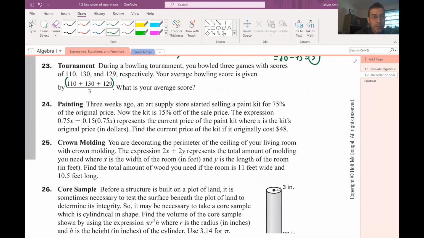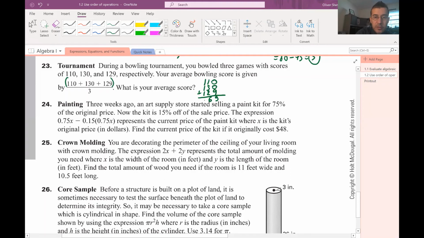So if we add these up, we're going to get 369. Let's add these up. So 110, 130, and 129. So 9 plus 0 plus 0 is 9. 1 plus 3 is 4, and 2, 6.